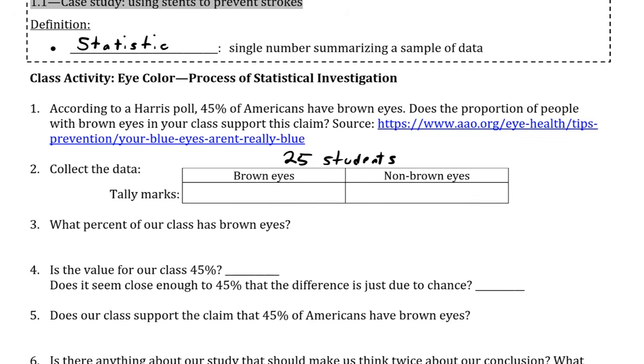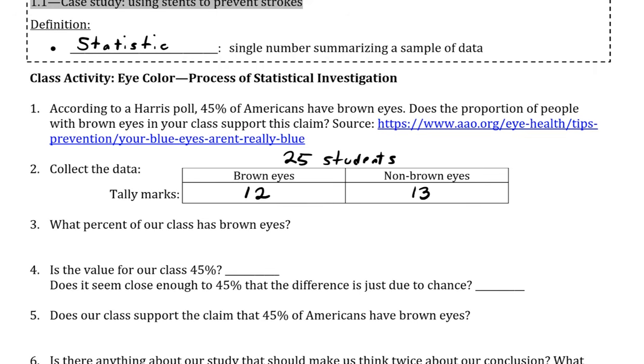Which I will split up into how many have brown eyes and how many have non-brown eyes. Let us say in this class of 25 students, 12 of them have brown eyes, and the other 13 have non-brown eyes. This would be our collection stage, where we just gather the data, and then in step 3, we want to present that data in some way.